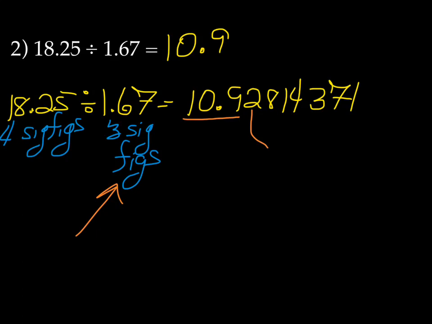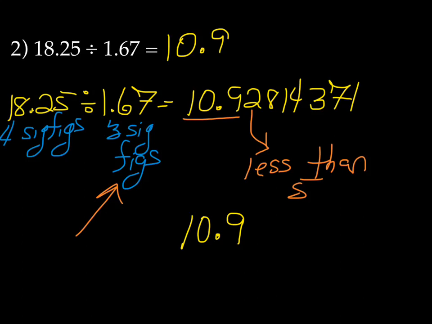So everything after the 2 is going to go, and the 2 is less than 5. So we're going to go ahead and drop, which puts our final answer at 10.9. Now this time we really just drop the numbers, because dropping numbers after the decimal does not change the value of the number.